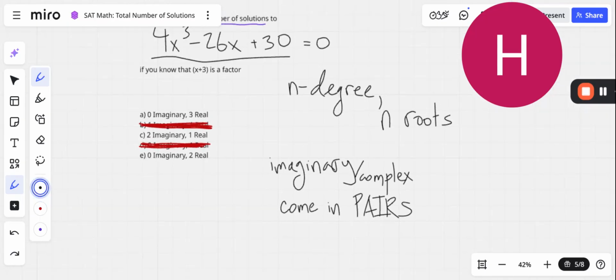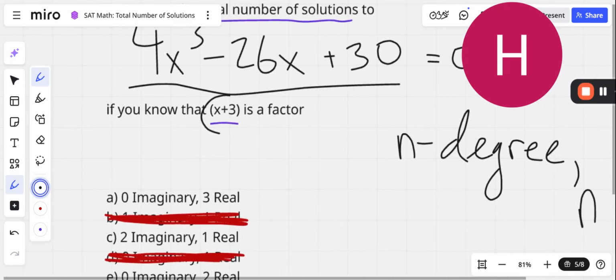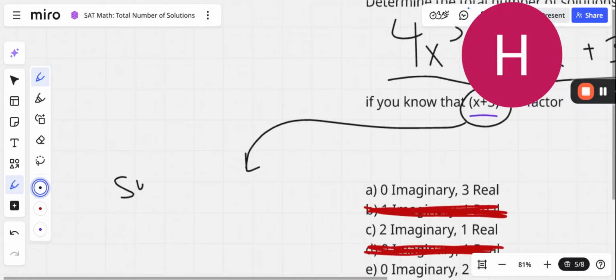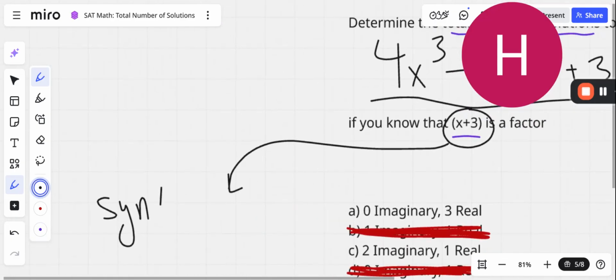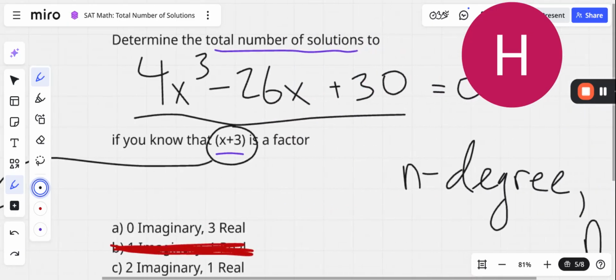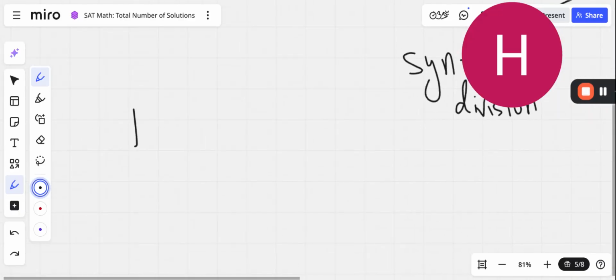Well, now it's time to use the given information. Use the fact that x plus 3 is a factor. We're going to use the process of synthetic division. That's how we use the factor. We can use synthetic division to divide by a factor, and that will leave us with some kind of knocked down polynomial. So this cubic polynomial will get knocked down to a squared or quadratic polynomial.